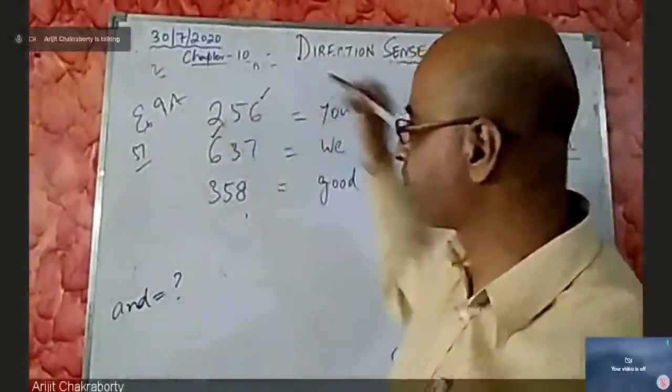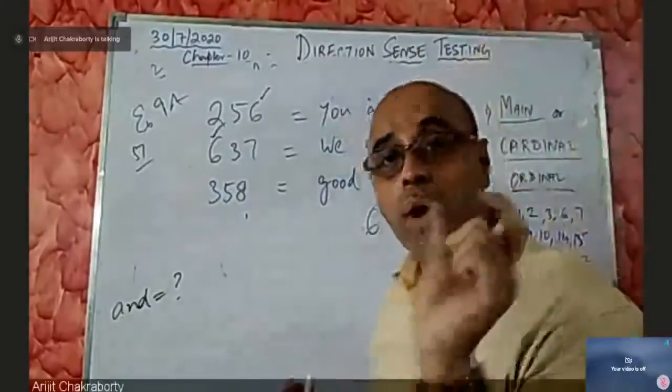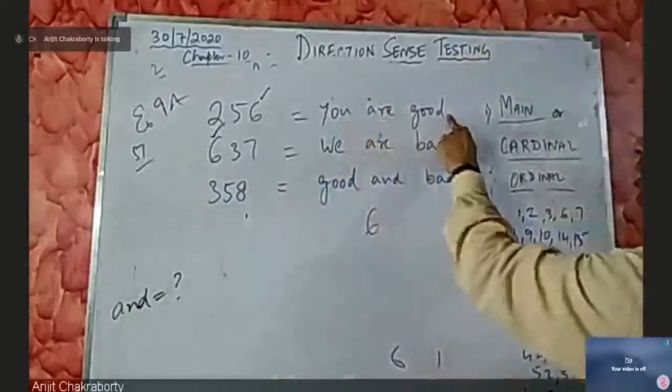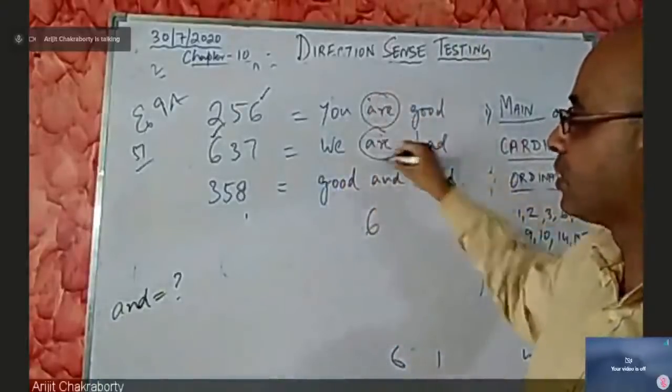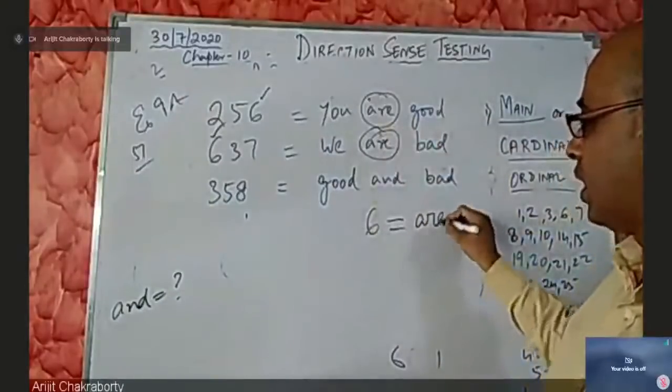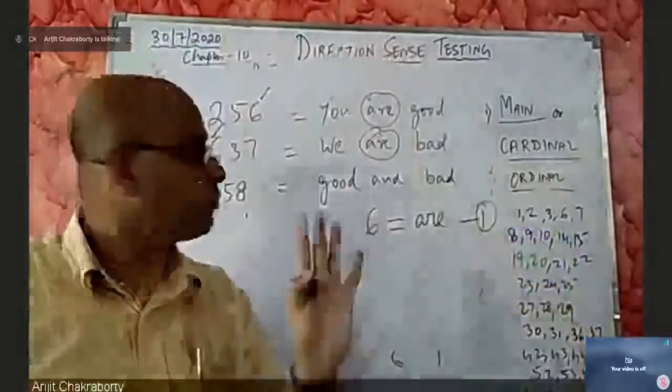6. Very good. So I write 6 here. What is the common word out of this? "You are good" and "we are bad." So the common one is "are." So I write 6 equal to "are." My first observation. Clear?